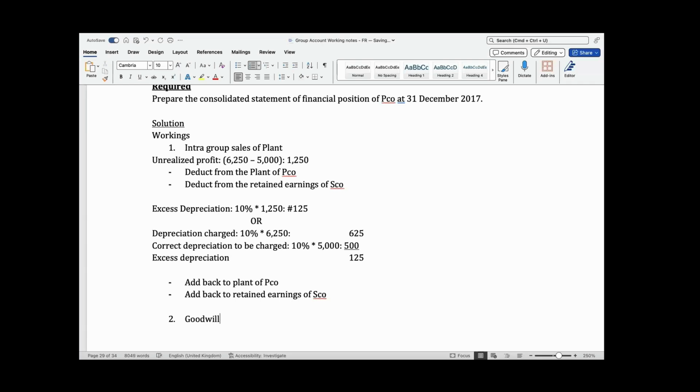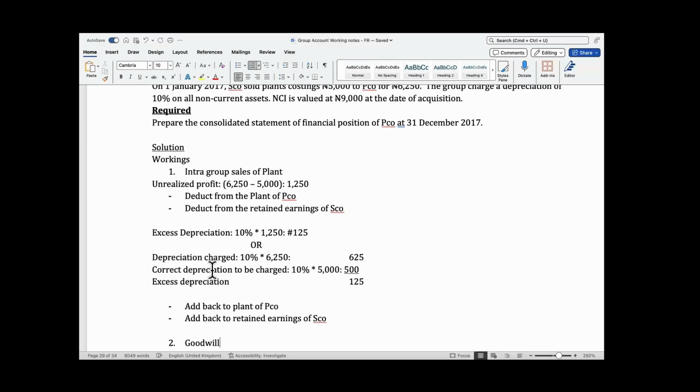Okay, go ahead with your question, please. Yes, this add back to retained earnings of ESCO is where I'm getting confused. Okay, what's confusing you there? He has sold this item and made profit. Yes, so are we adding it again? Is it not an excess profit to him? I said excess depreciation. So depreciation is overcharged.